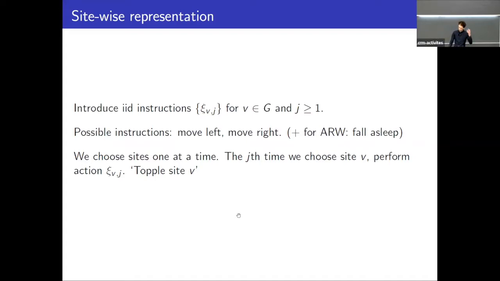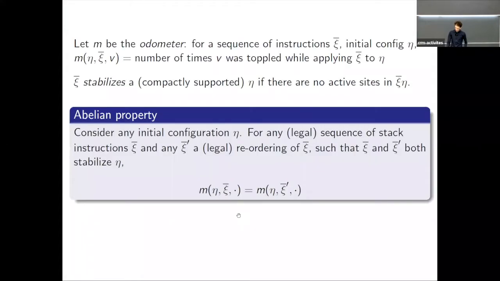Yeah, there's quite a bit of work on other graphs. So sometimes I do this for general graphs, and indeed, what I'm going to tell you right now is not special to Z^d. Okay, so what's the value of this site-wise representation? It has an abelian property.